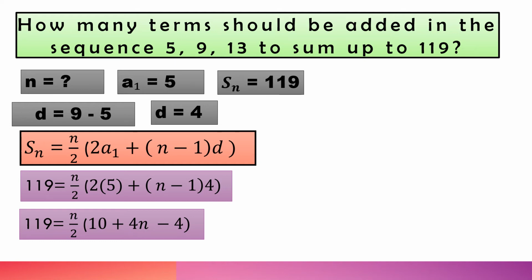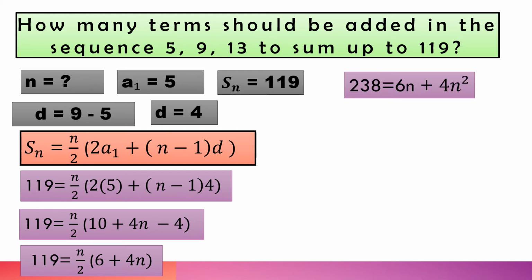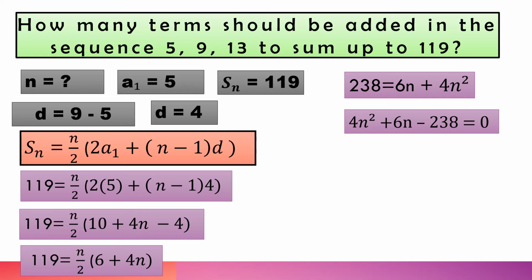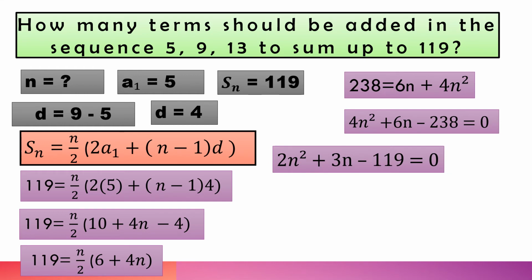Simplifying the terms inside the parentheses, we will have 119 is equal to n over 2 times 6 plus 4n. Multiplying both sides by 2, we will then have 238 is equal to 6n plus 4n squared. That is equal to 4n squared plus 6n minus 238, which is equal to 0. Dividing all the terms by 2, we will then have 2n squared plus 3n minus 119 equals 0.